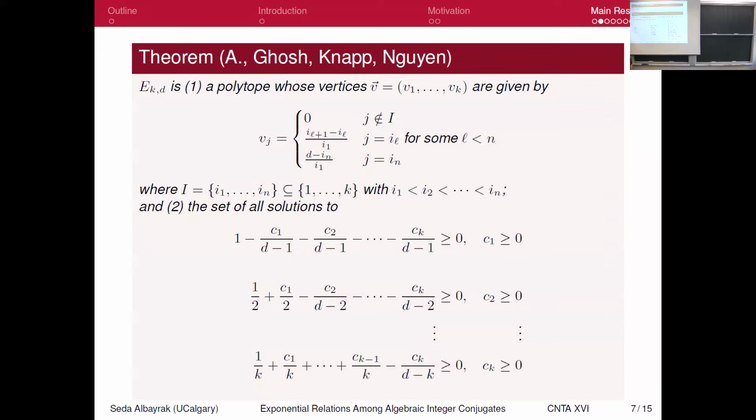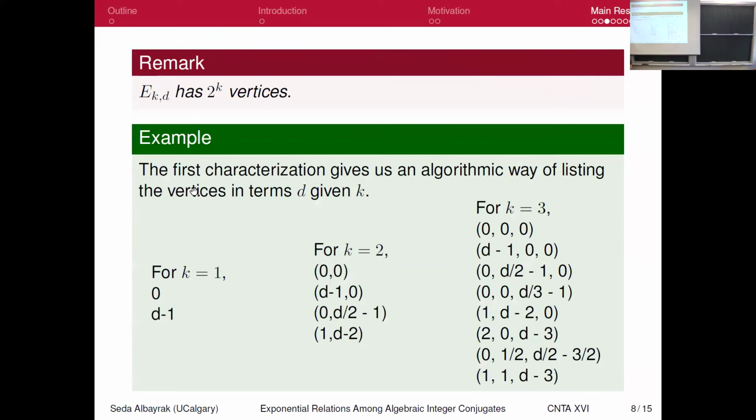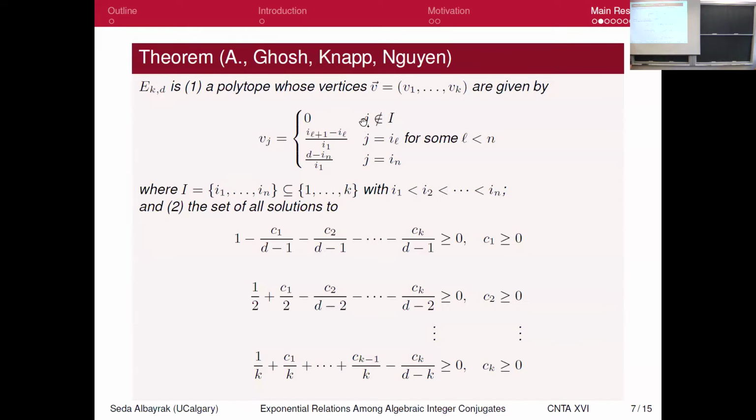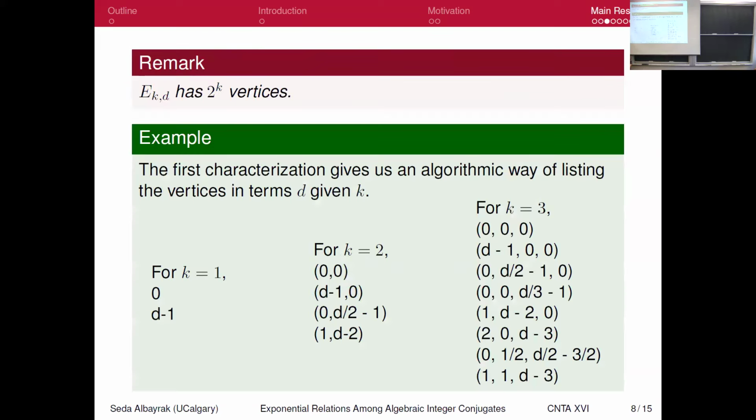I just have a small remark that because of this construction, you find the V's by running through the power set. It's a remark that E_k^d has 2^k vertices, right? And also, this first characterization gives us an algorithmic way of listing the vertices. So in fact, you can just write code using that characterization that would give you the list of vertices in terms of d given k. So if I just enter k, it can list me all of these things.